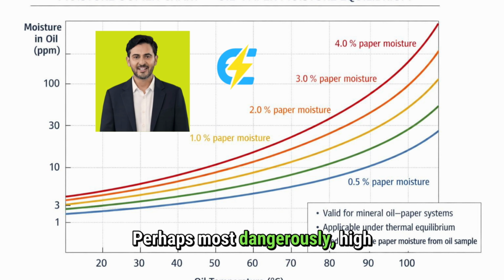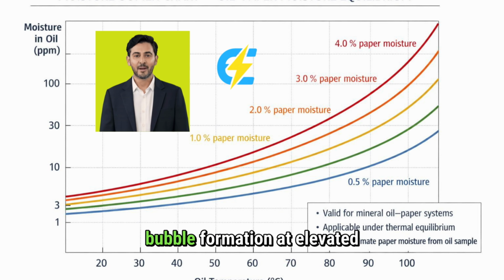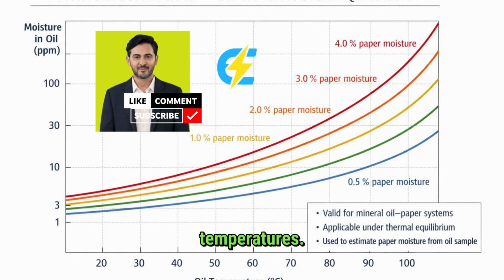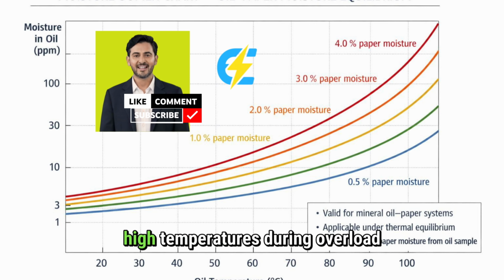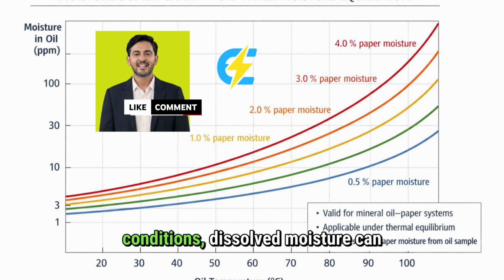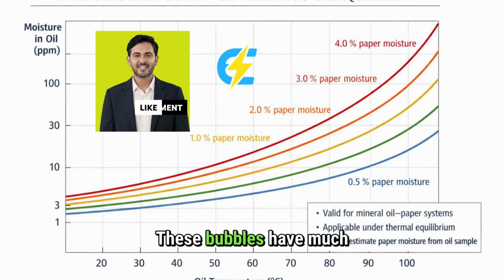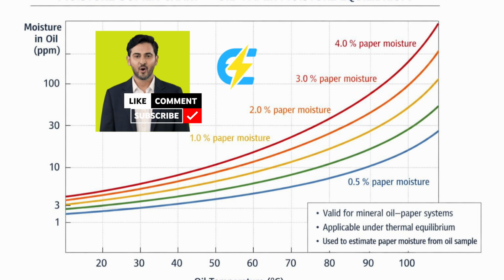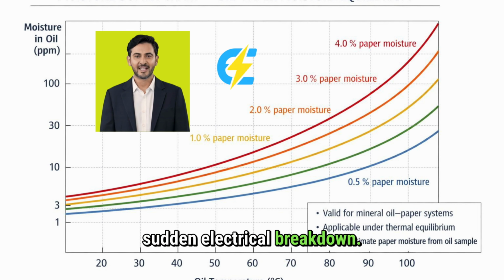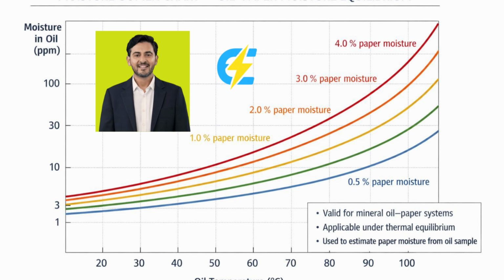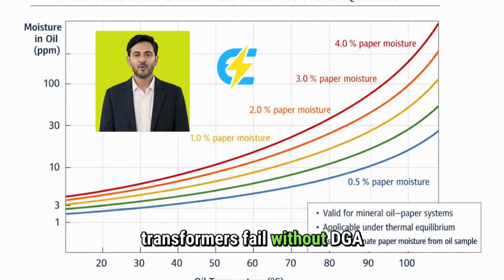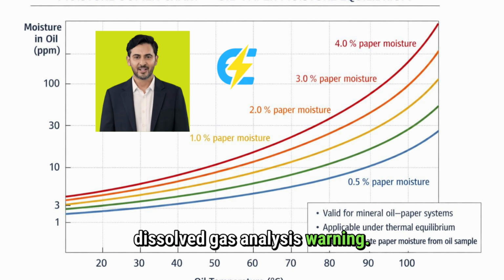Perhaps most dangerously, high moisture content leads to bubble formation at elevated temperatures. When transformer oil reaches high temperatures during overload conditions, dissolved moisture can come out of solution and form gas bubbles. These bubbles have much lower dielectric strength than oil and can cause sudden electrical breakdown. This is very dangerous because it indicates wet insulation, high bubble formation risk, and the possibility of sudden failure during overload. This is where many transformers fail without DGA, dissolved gas analysis, warning.